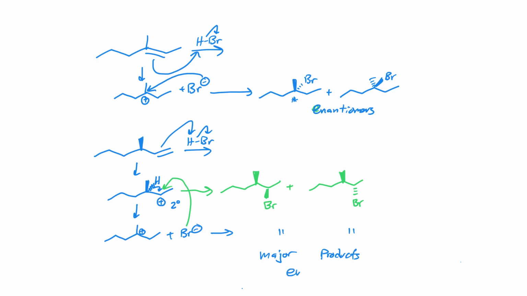And of course, these products are also enantiomers. Those ditto marks refer to what we have above. But the green products are not enantiomers. Can you tell me what the relationship of those two products is? And of course, they are diastereomers because they have 2 stereocenters.